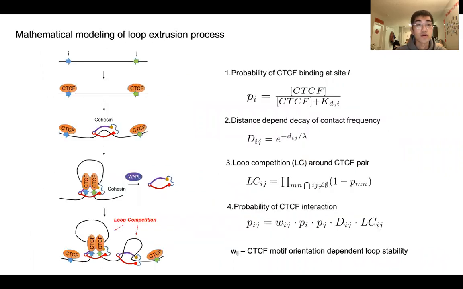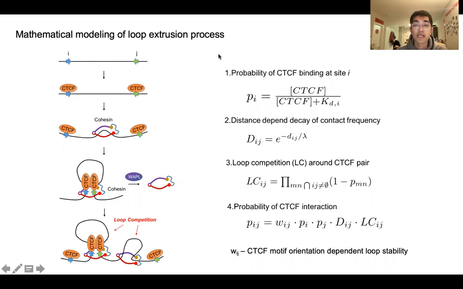To study that, we built a mathematical model from the loop extrusion process. So briefly, the loop extrusion process says for a loop to be formed, the CTCF sites have to be bound by CTCF at both ends. Then cohesin is loaded in between them and starts the process of translocation. And when it meets CTCF from both ends, cohesin is blocked and the loop is formed.